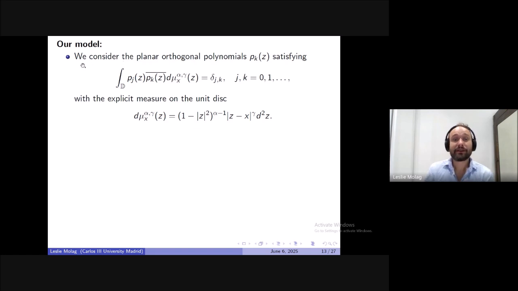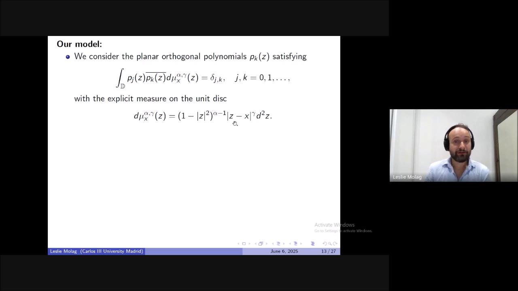Okay, so we consider the following model. We have planar orthogonality, but in our case, it's actually on the unit disk. And the explicit measure that we are investigating is this one that you see here. It also has a point charge insertion built into it, right? The c minus x to the gamma term.